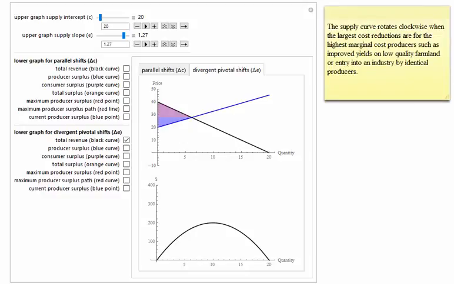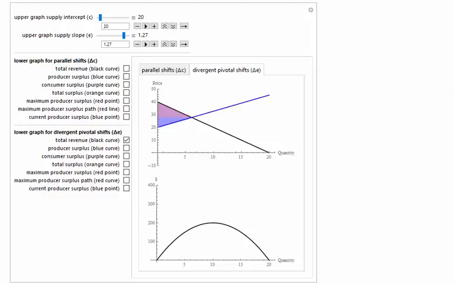Well, one thing is that this will rotate the supply curve clockwise when the largest cost reductions are for the highest marginal cost producers, such as improved yields in low quality farmland, or entry into an industry by identical sellers or producers.